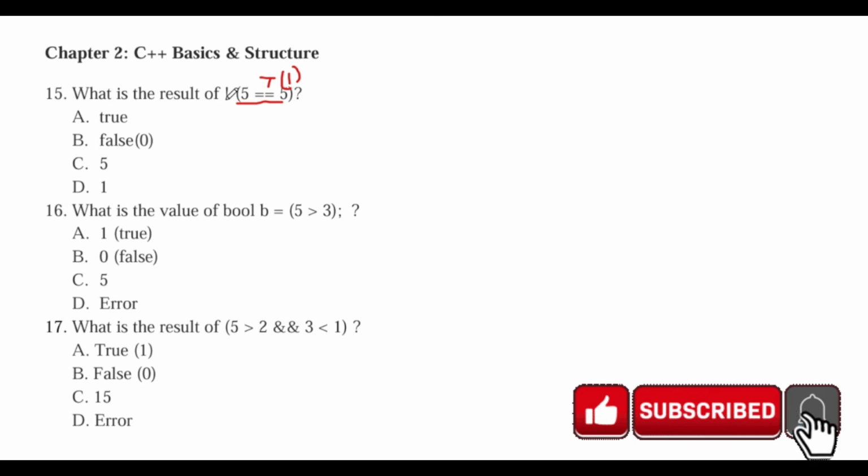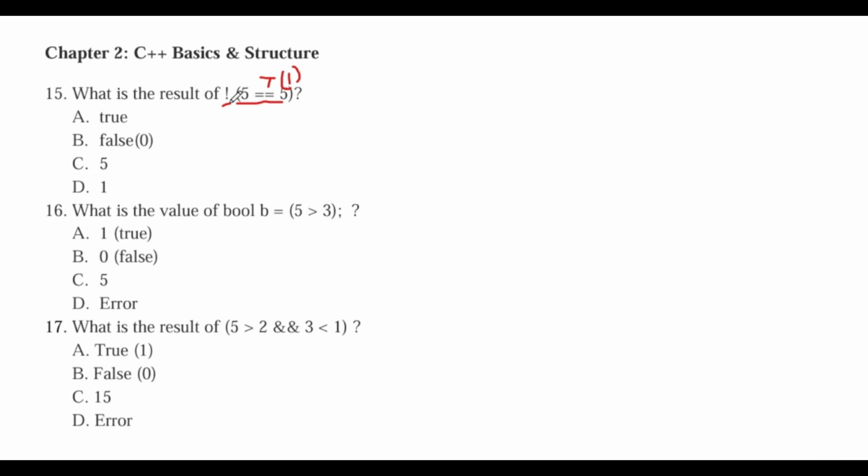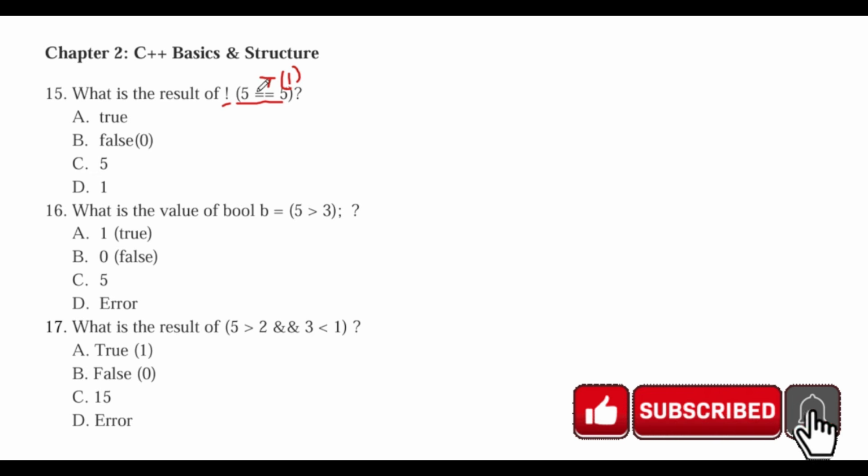Okay. What is the opposite or negation of 1 or true? Negation of true is false. This is the negation symbol. Not. Not of or negation of true or negation of 1 means false or 0. For this, the answer is B.